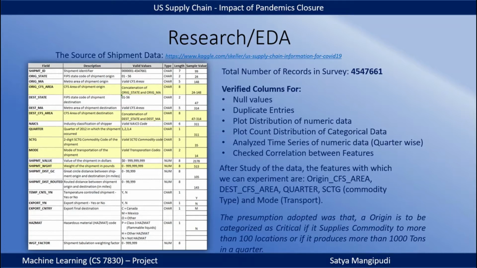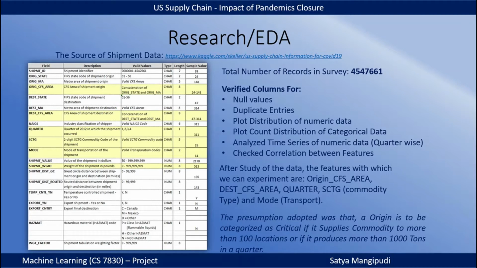Shipment ID is a unique number that is supposed to run through the records incrementally. Nothing special about it. Origin state is the location where the shipment is manufactured. The value here is a numeric code that uniquely represents a state. The example given here is 24. Along with the survey data, the lookup list for these codes is also given. Origin MA field consists of a code representing a metro area within a state. Origin CFS area is just a combination of state and metro, joined with a hyphen.